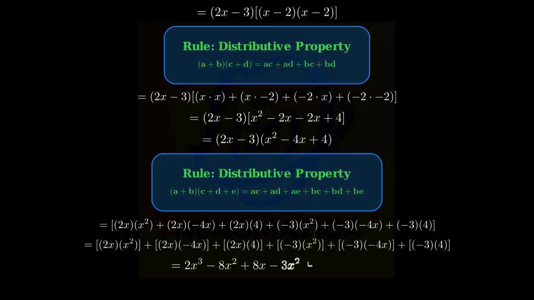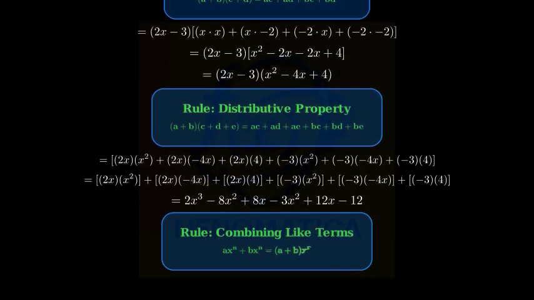This simplifies to 2x cubed minus 8x squared plus 8x minus 3x squared plus 12x minus 12. Finally, we combine like terms. Let's group terms with the same power of x.